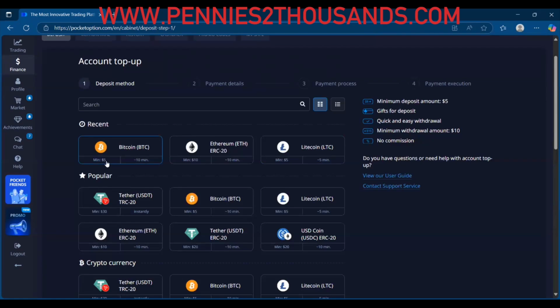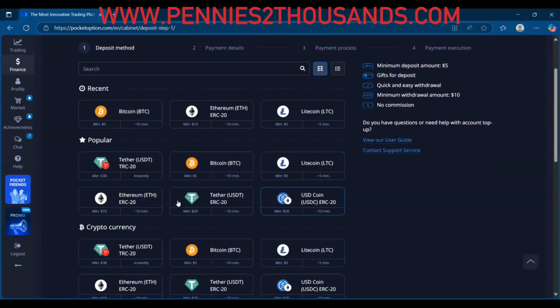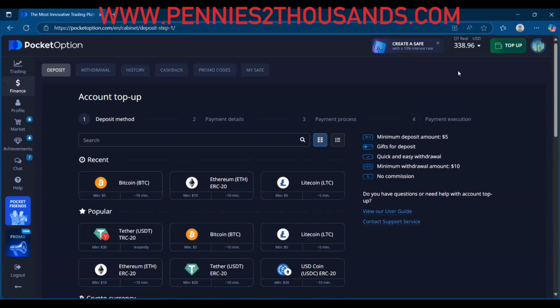Like I said, you want to practice with that demo account first, and then once you feel comfortable, you can deposit money. Bitcoin is the minimum of $5. If you want to do Ethereum, $10. Litecoin, $5. So you really just have to look and see what the minimum for that is, and then it'll tell you the approximate time that it'll take to actually hit your account. And then once it does that, you'll see the money arrive here in the real account. And so once you do that, you're pretty much ready to start trading with real money and you're going to get real profits. Okay.